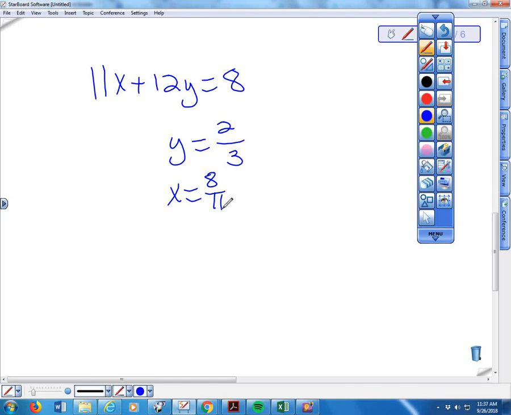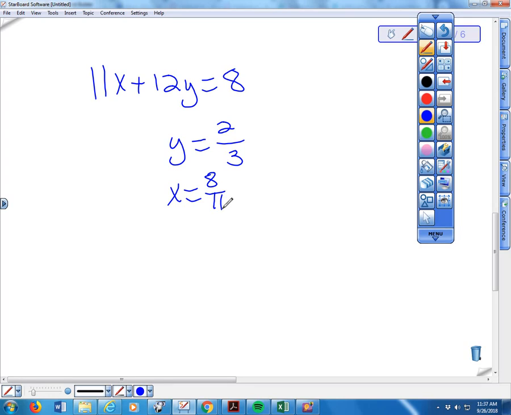Forget the graphs, because the graphs are all the same, aren't they? What's different is the x and y intercepts in the answers. Well, C is the only one that meets this. X is 8/11, y is 2/3.